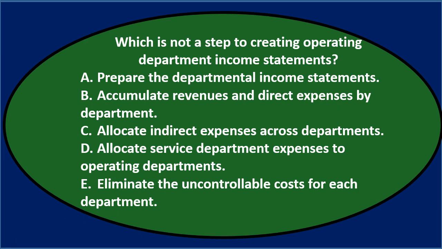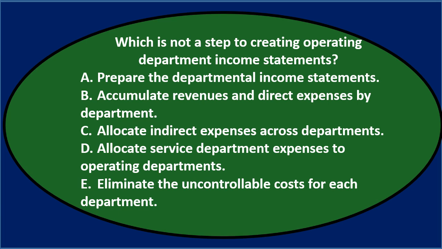Next question. Which is not a step in creating operating department income statements? A, prepare the departmental income statement. B, accumulate revenues and direct expenses by department. C, allocate indirect expenses across departments. D, allocate service department expenses to operating departments. Or E, eliminate the uncontrollable costs for each department.